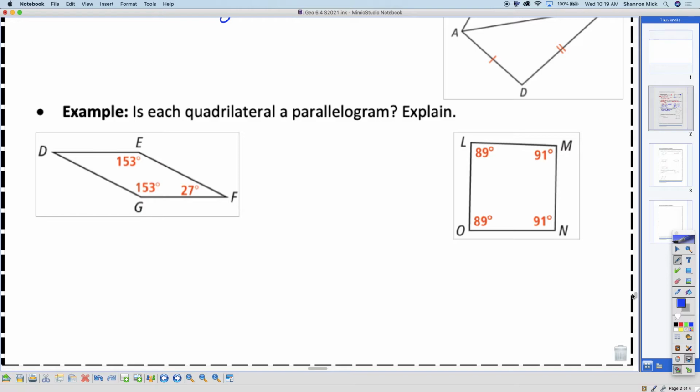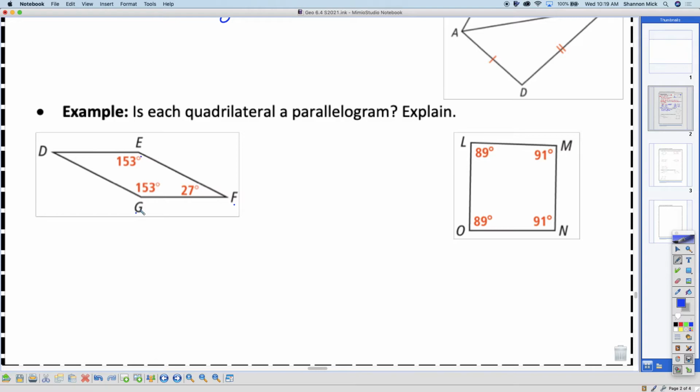Yes, because the 153 is the same as its opposite. They're opposite angles. And G and F are opposite, the same as D and E. What do G and F have to be, guys? Congruent. They have to equal 180.